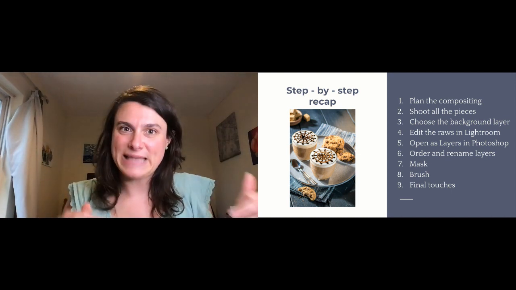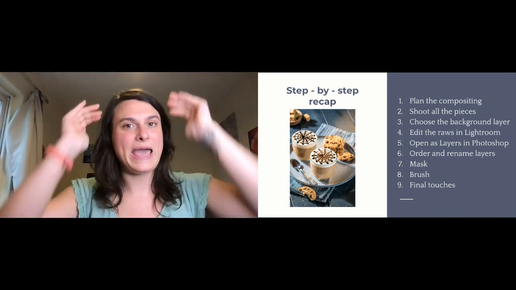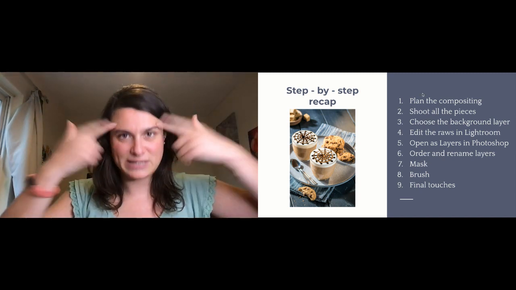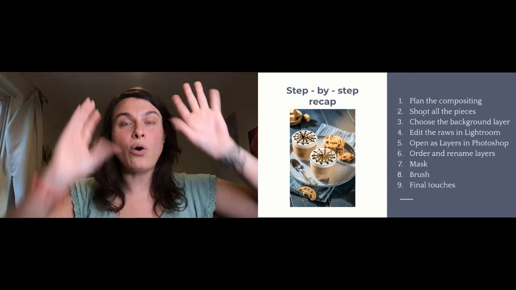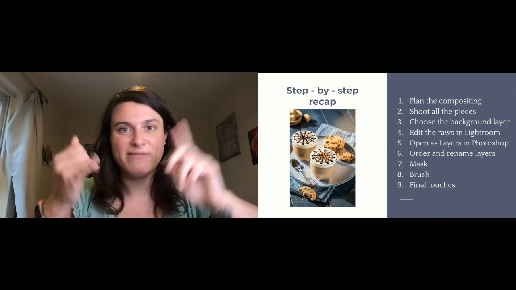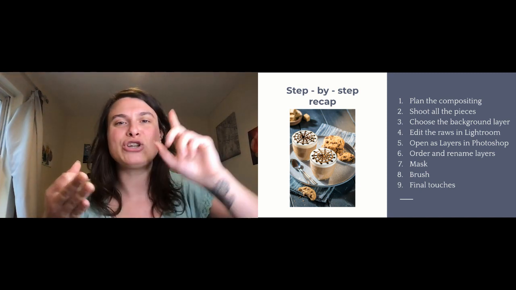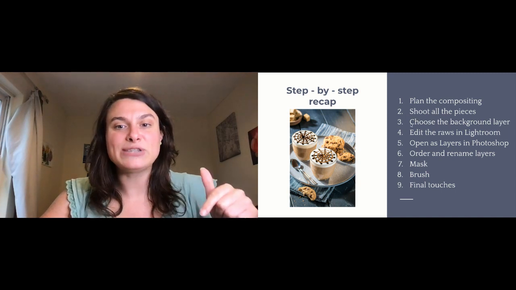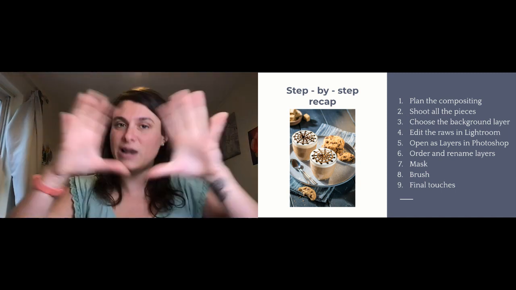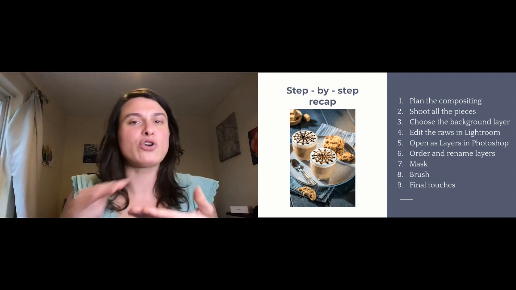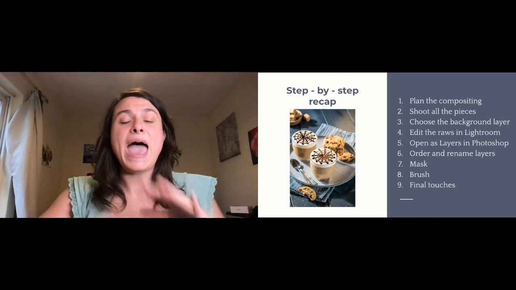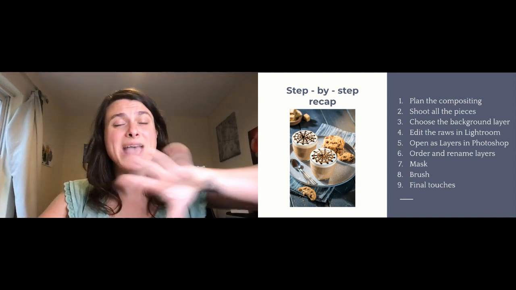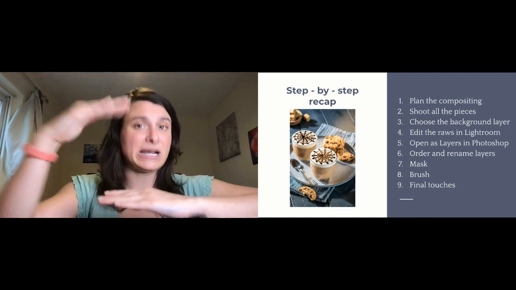But to give you a step-by-step recap of how to plan and execute a composite in Photoshop: plan it in your head, imagine the final scene, and shoot all the pieces. Make sure your light is consistent, and the composition and framing are consistent. Then in Lightroom, choose your background layer, the main photo that you're going to put all the other pieces on top. Edit all the raws, develop the raws, then select them all and open as layers in Photoshop so that they're all stacked on top of each other.